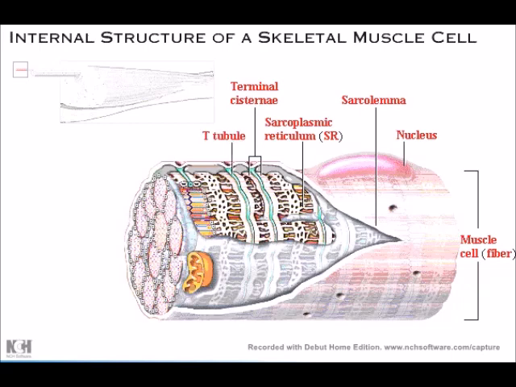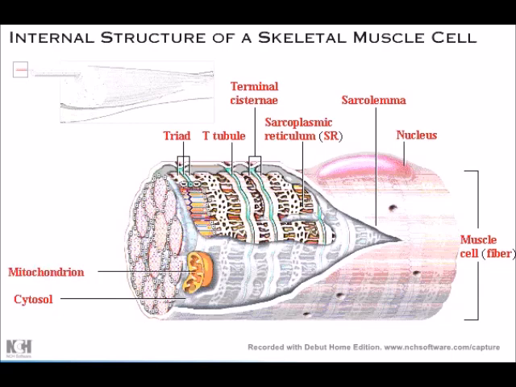T-tubules are invaginations of the sarcolemma projecting deep into the muscle cell's interior. Note the visible T-tubule openings on the surface of the sarcolemma. A triad is a three-unit group consisting of one T-tubule lying between two adjacent terminal cisternae. The cytosol is the intracellular fluid in which the organelles are suspended.